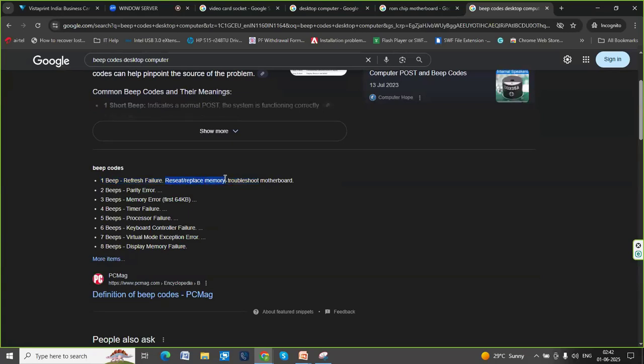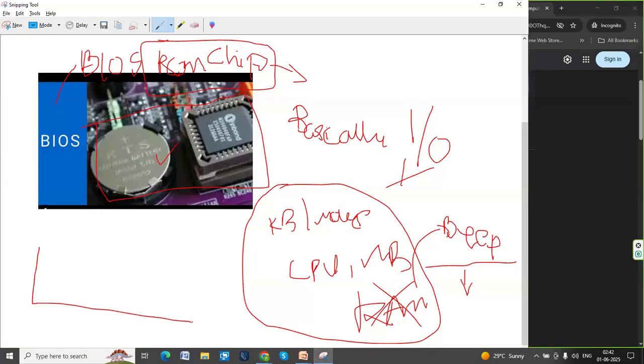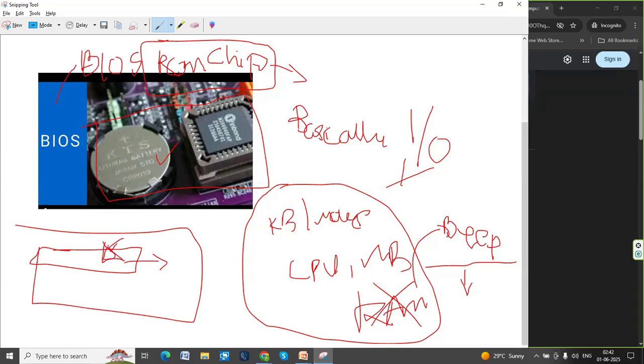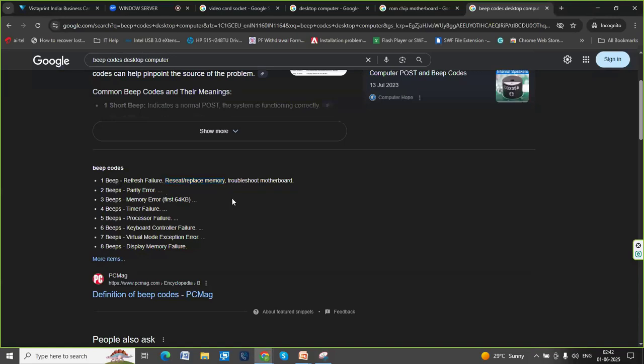What does it mean? On the motherboard there is a place where we place the RAM. This is called the memory module, and the card which we place on this memory module is called the RAM. If the RAM is not placed properly, or if the RAM card has stopped working, what is the alternative solution? First you remove the card and replace it. That is one solution. Or else if that doesn't work, replace it. That's what they are saying.